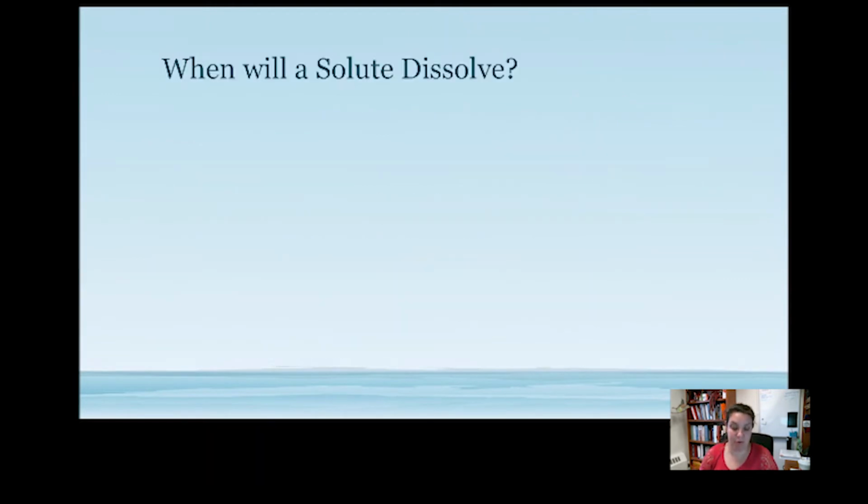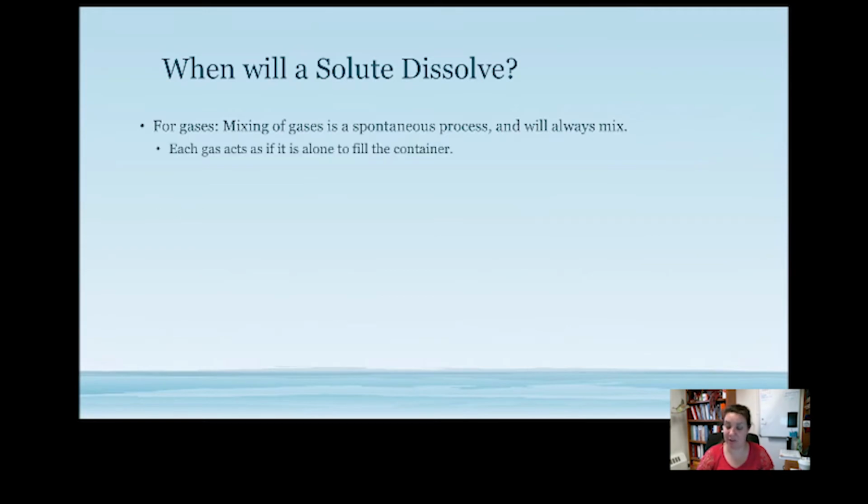So what happens, or when are we going to actually form a solution? Anytime we have a gas, mixing gases is a spontaneous process, so a gas solute will always dissolve in a gas solvent. We don't have to think about it energetically. It's a spontaneous process. Entropy tells us it's going to happen every time. Remember, with gases we don't worry about intermolecular forces, so that's taken out completely. All we think about is entropy in that case, so no enthalpy comes into account here. And remember our Dalton's law: each gas acts as if it's alone to fill the container.